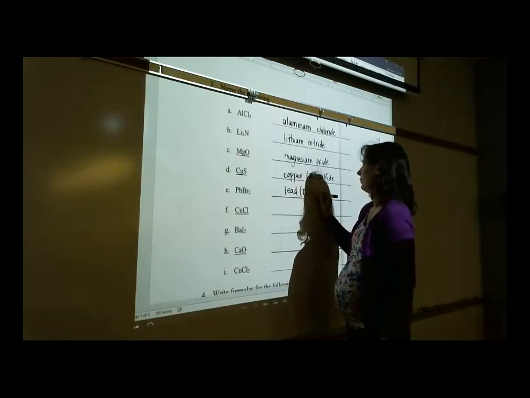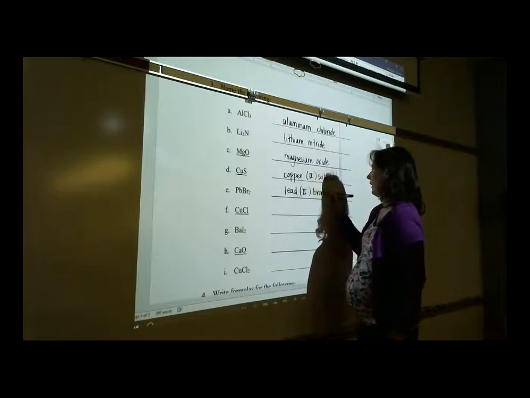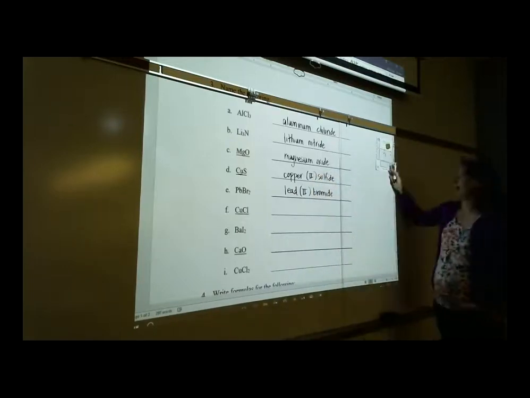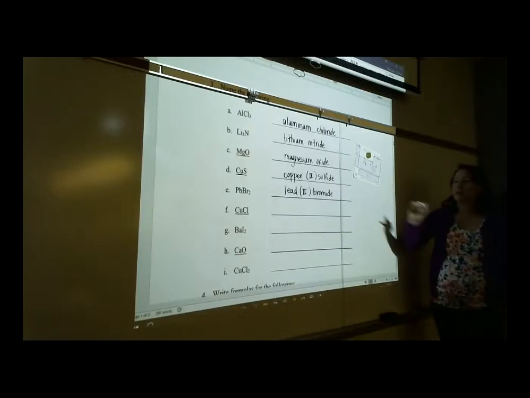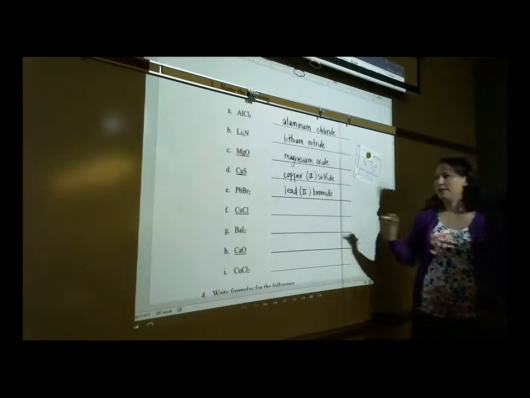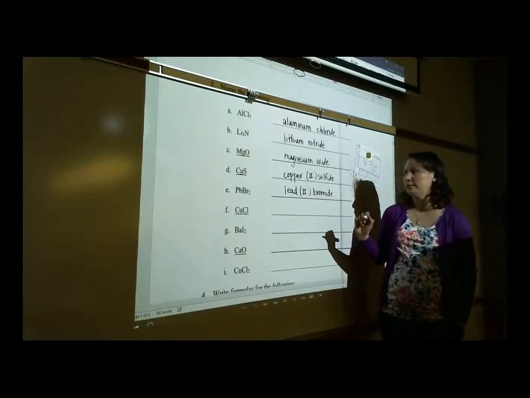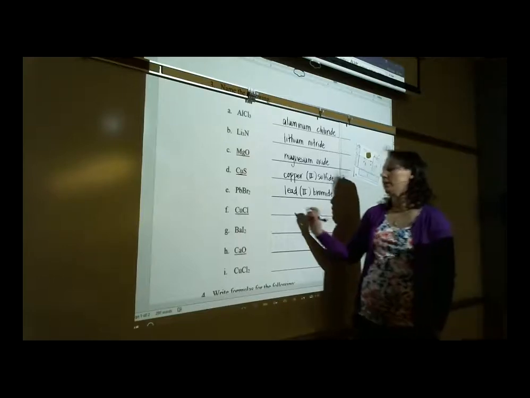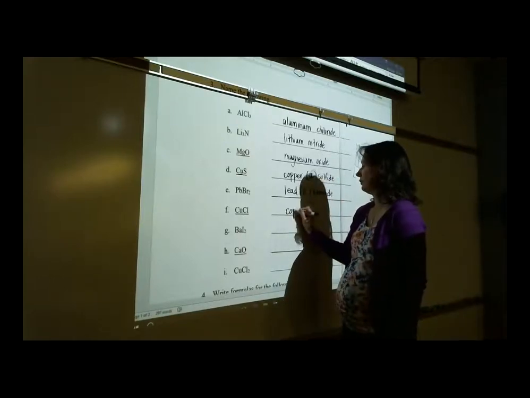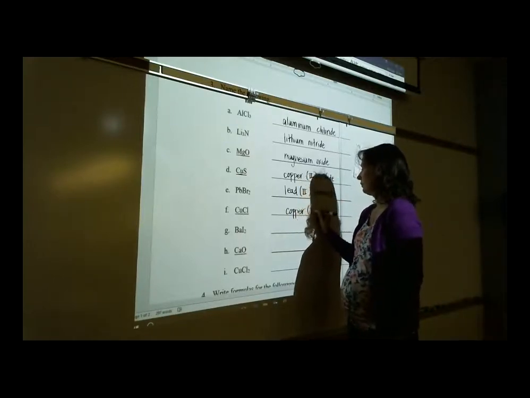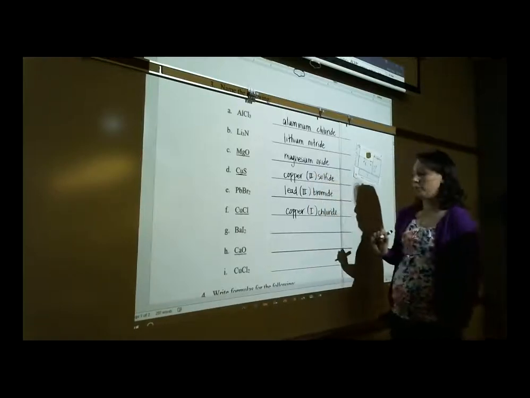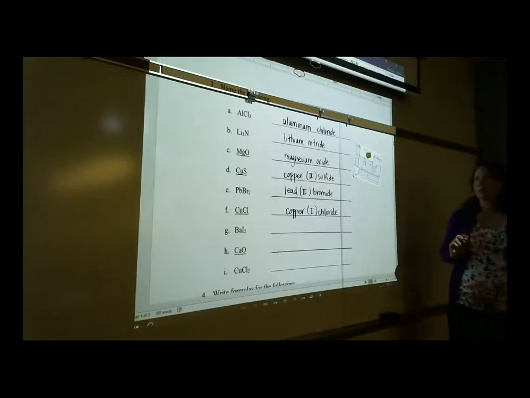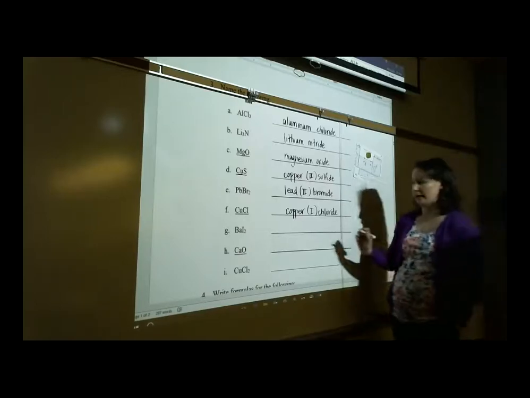And again, lead is technically not in the D block in terms of where it's located, but it can form multiple charges, which is why it needs the 2. CuCl, what's that? Good, copper 1 chloride. Okay, what about BaI2? Barium iodide, good.